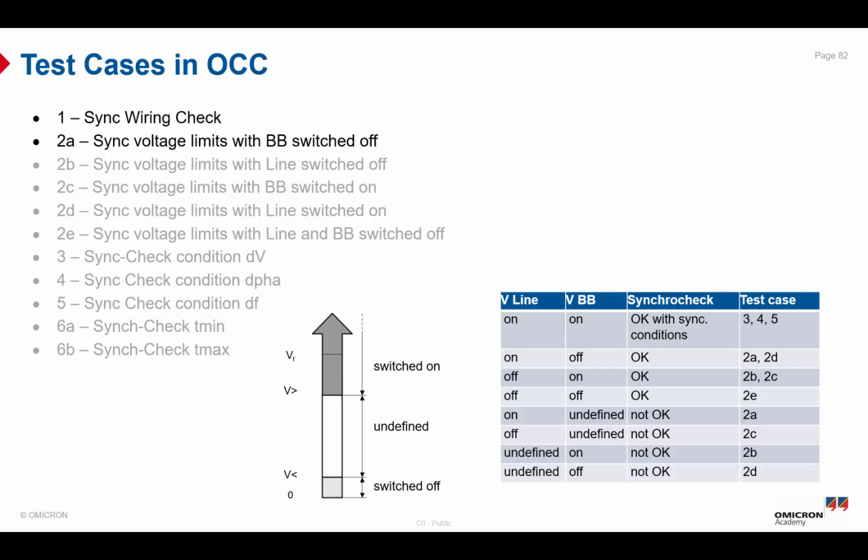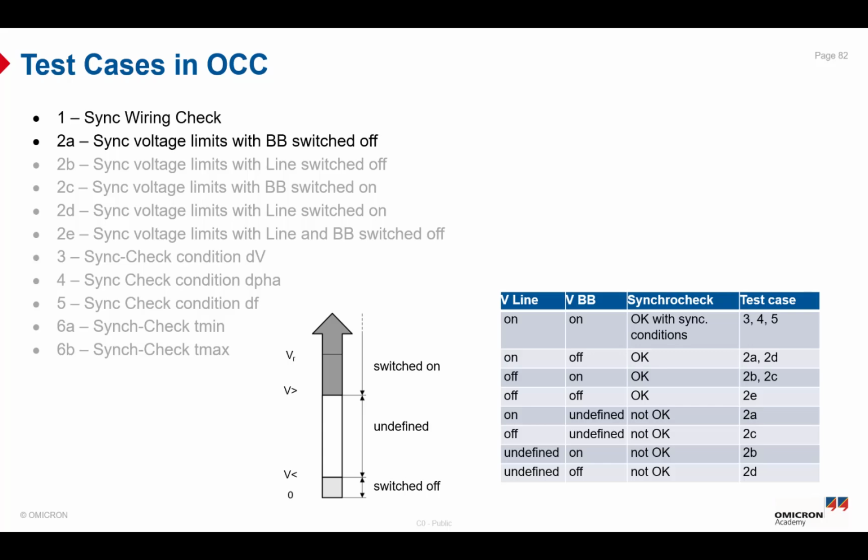In test number 3, we are testing the limits of the voltage amplitude difference. In test number 4, the limits of the voltage phase difference, and in test number 5, the limits of the frequency difference. To ensure that the power networks on both sides are stable, it's a good idea to wait a few seconds, which can be defined by T minimum. We can test T minimum and make sure that the power networks on both sides are stable, with all conditions fulfilled before issuing a circuit breaker close command.